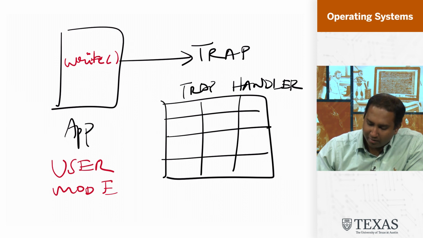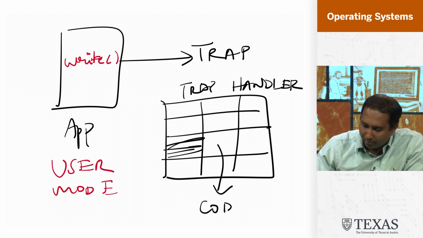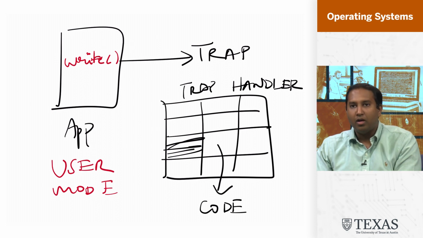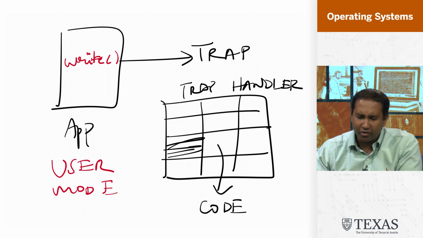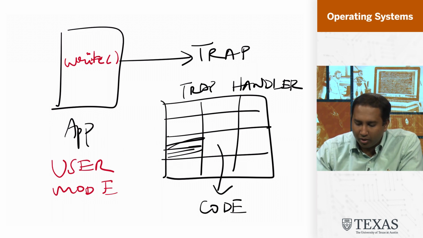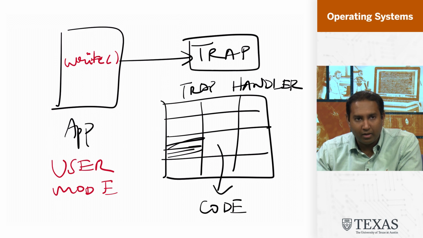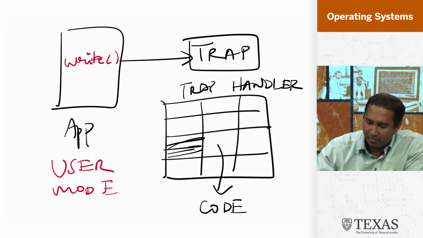And then when you get this particular kind of trap, this is the code that you should run. Now, one of these traps is going to be for a system call. So every time you want to do a system call, you invoke a particular kind of trap. And here's the different things that happen there.